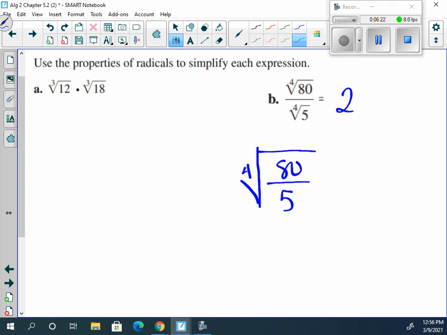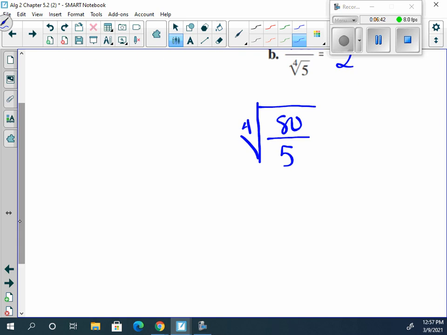Now, our division property we just saw a minute ago lets us take these 2 roots because they're both the 4th root, and we can put them together because the 4th root of 80 divided by the 4th root of 5 is going to be the same as the 4th root of 80 divided by 5. These are going to be the same. Now, 80 divided by 5 is 16. So it makes it a little bit easier to work with because we can do that division to simplify it down.